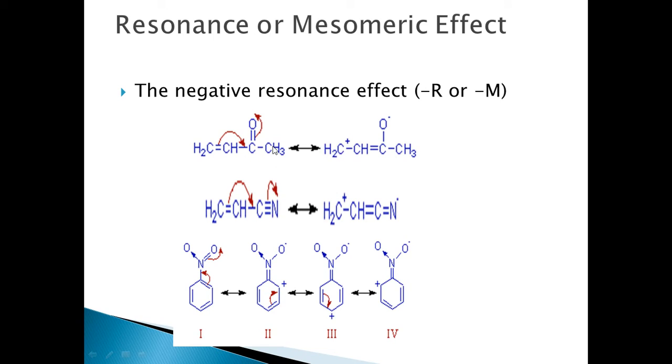And this negative resonance effect or mesmeric effect is illustrated in this diagram. You can see the direction of the flow of the electron. In this situation, from the pi bond to the oxygen atom. In the carbonyl, the carbonyl is withdrawing electron from the species. In this case, it's the cyano group that is withdrawing electron, and here it is the nitro that is operating the negative resonance or mesmeric effect.